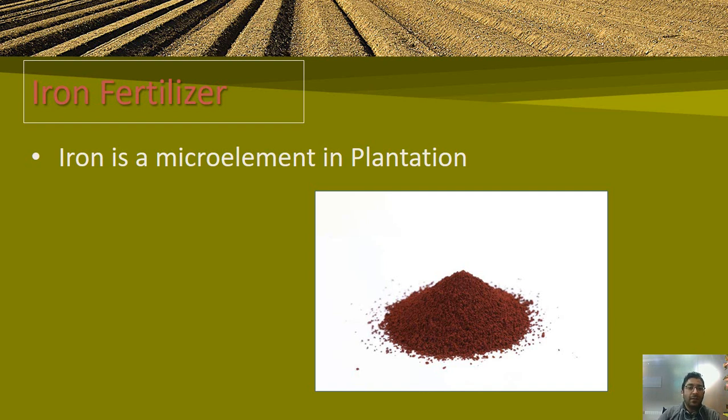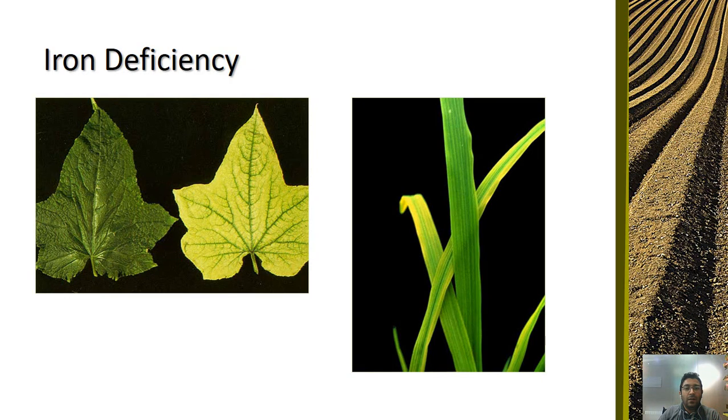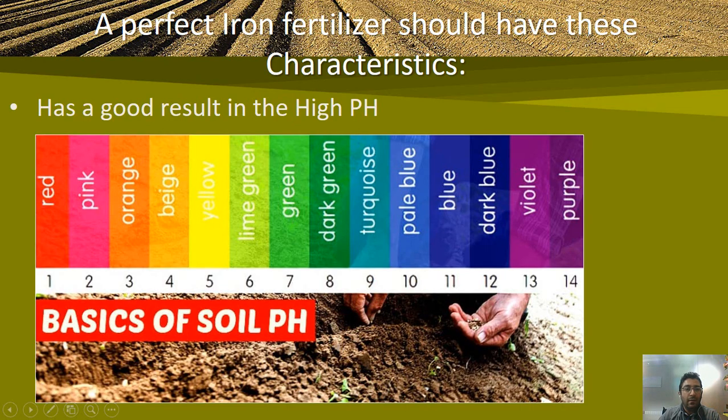The deficiency of the iron really can cause a lot of problems in a lot of agri land. You can see that the iron deficiency, the lower usage of the iron, really makes a lot of problems. In these two samples, you can see the signs of that.